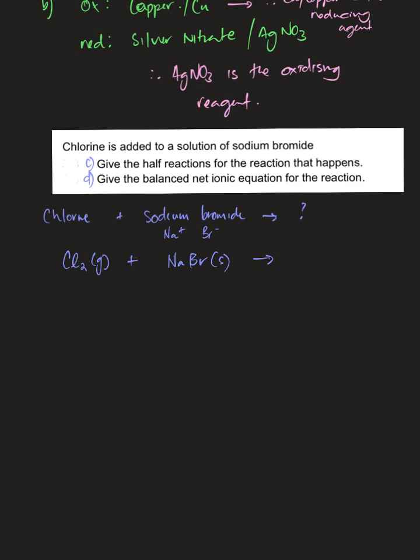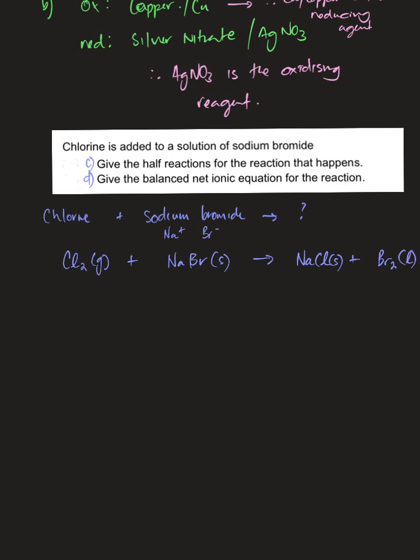single displacement reactions. So what's going to happen is this chlorine is going to kick the sodium out, or rather pull the sodium away, and you're going to end up with NaCl plus Br2. Right, because bromine is a diatomic element. That's a solid, and bromine by itself is a liquid.